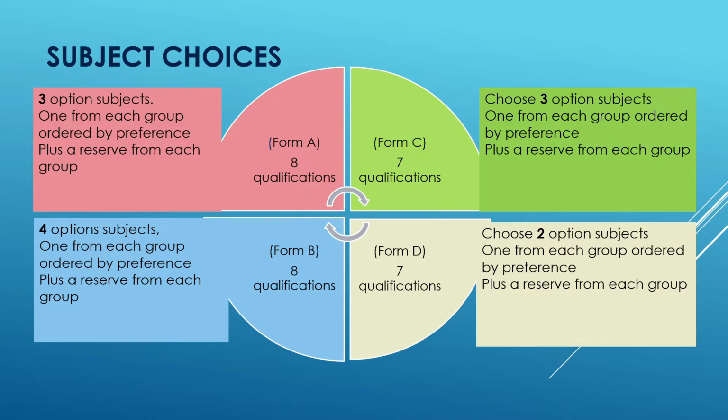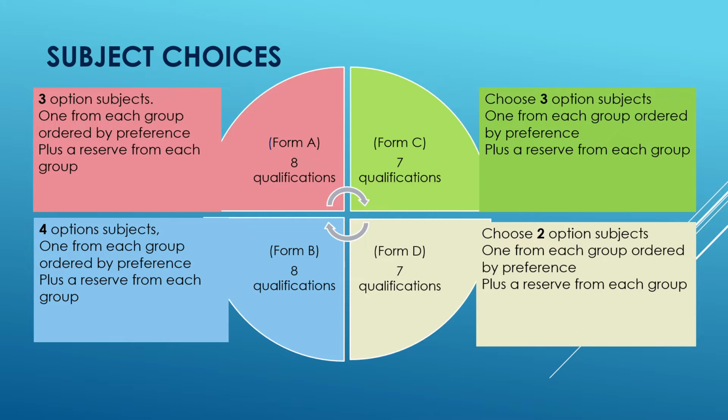So the band that you've been allocated to will decide how many option choices you have. In the next section, I'm going to use the essay option band form to demonstrate how you should use your paper copy of the form to decide on your choices and their preferences. So if you have option form A, you have 3 option choices. Option form B, you have 4 option choices. Option form C, you have 3 option choices. And option form D, you have 2 option choices.